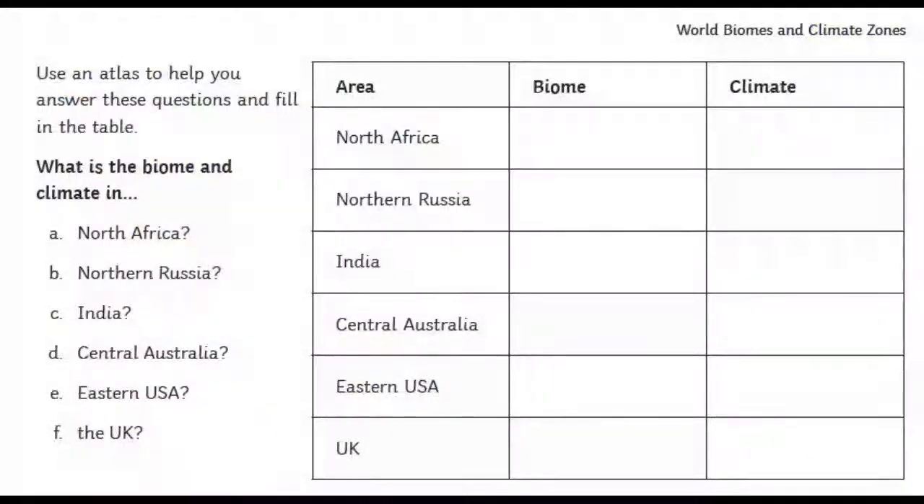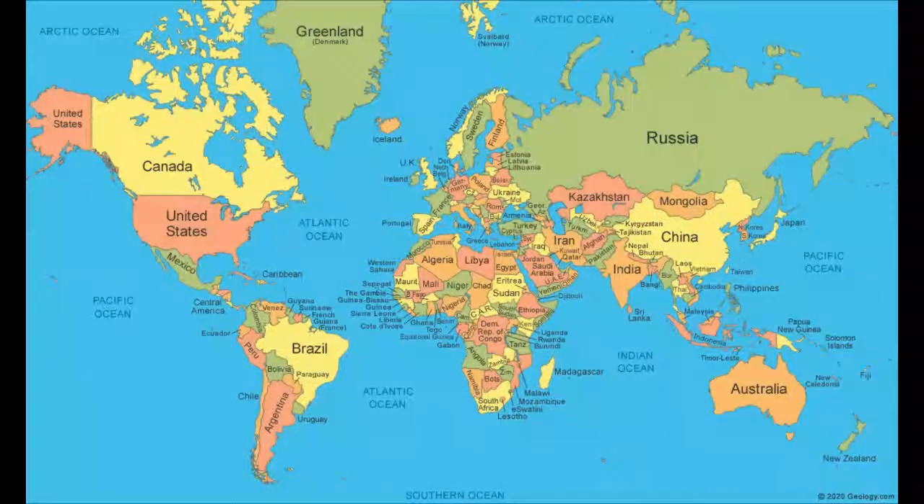So the first thing you need to do is to use the map to help you identify the biomes and the climates for these regions. So I shall give you some help. You can rewind the video back to this bit if you need to. So when you pause it at the end, looking at your map, North Africa would be the part of your map where you would find Algeria and Libya. So it would be the top part of Africa.